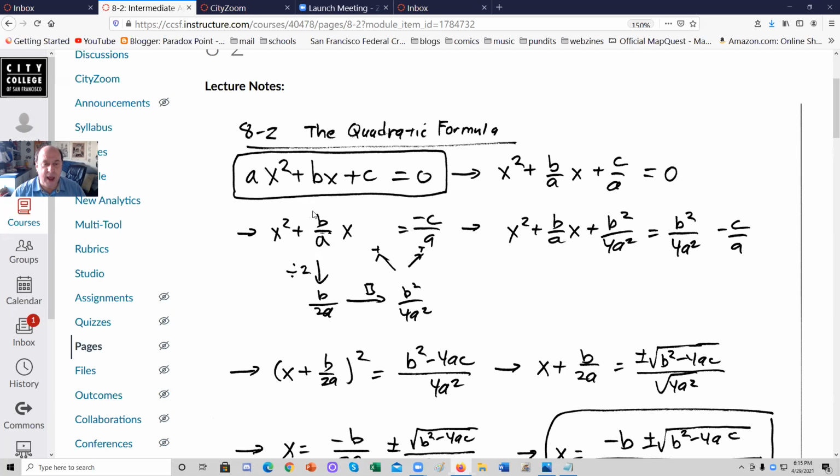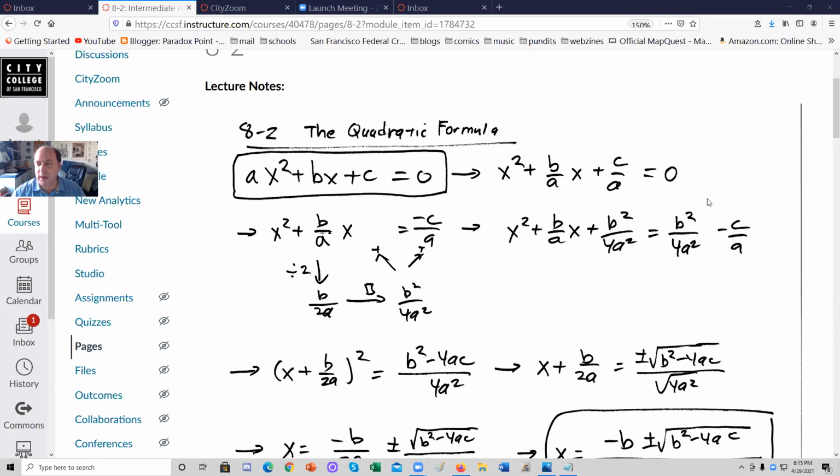Start by taking half of this coefficient b over a, to get b over 2a, and we'll square that to get b squared over 4a squared, and add that to both sides. And so we get x squared plus b over a x plus b squared over 4a squared equals b squared over 4a squared minus c over a. Now, by completing the square, this left side is equal to the square of x plus b over 2a, that is, x plus b over 2a all squared.